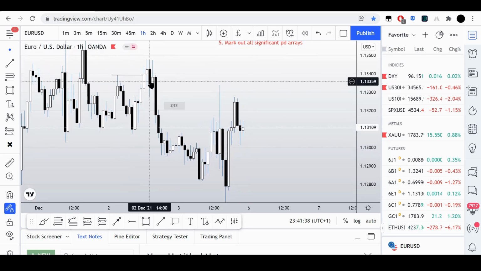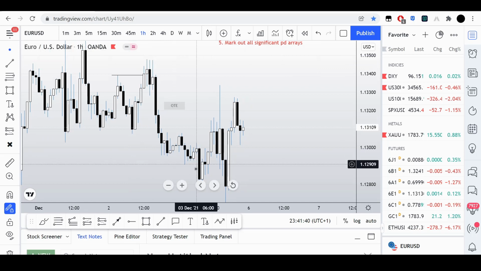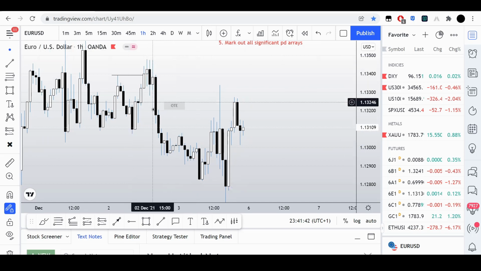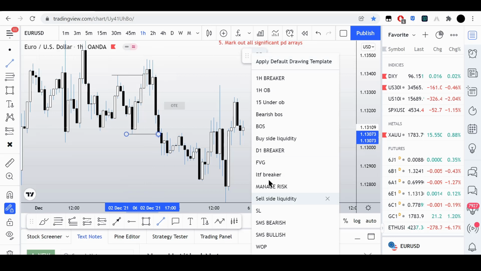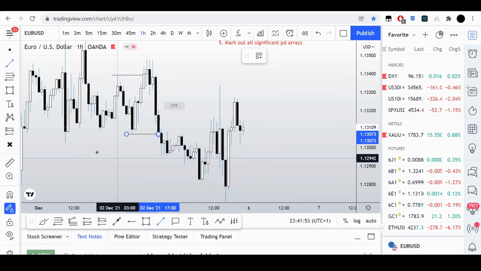So we have this swing high to swing low. Now, once we have that, we have this break of structure right here. Break of structure. Okay, so let's go ahead and mark that out, bearish break of structure.